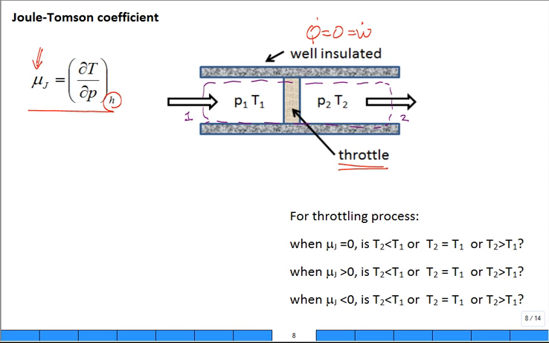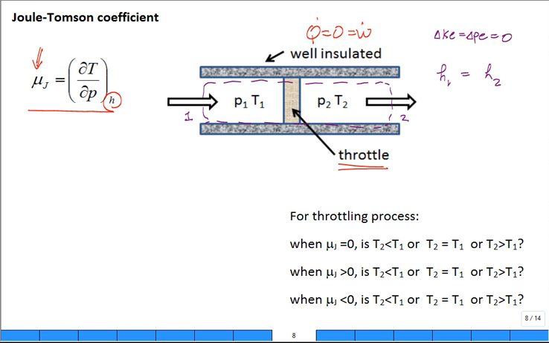When you do the first law and you neglect changes in kinetic and potential energy, what do you conclude about the property enthalpy in versus enthalpy exit? They're the same. It's an isenthalpic process. Throttling processes are adiabatic, with negligible changes in kinetic and potential energy, so they're isenthalpic.